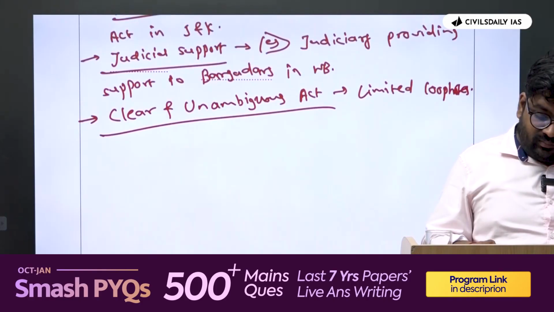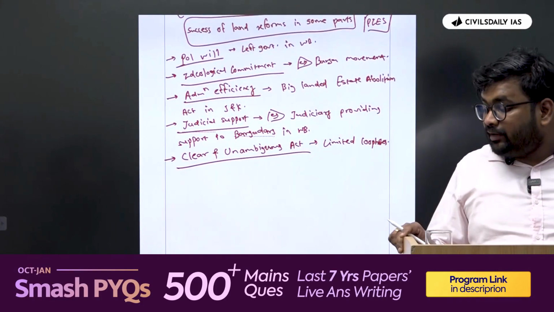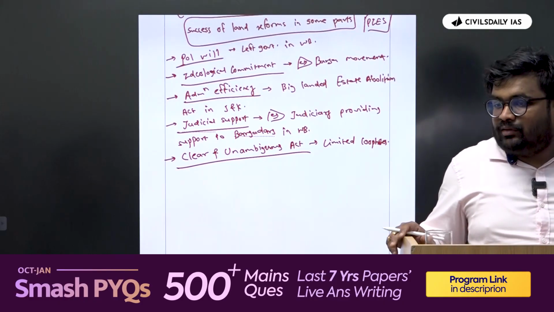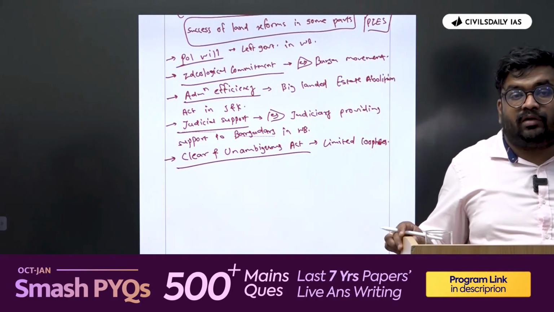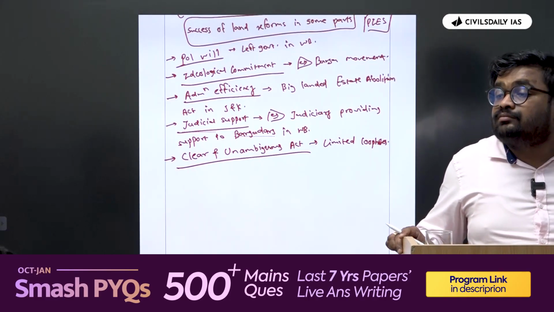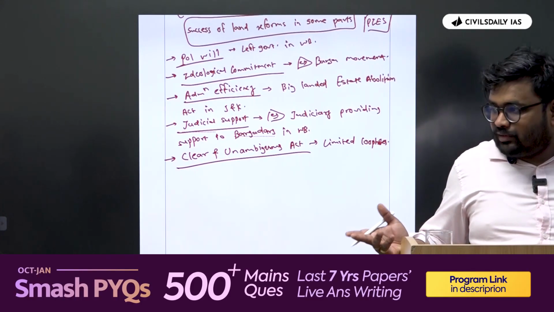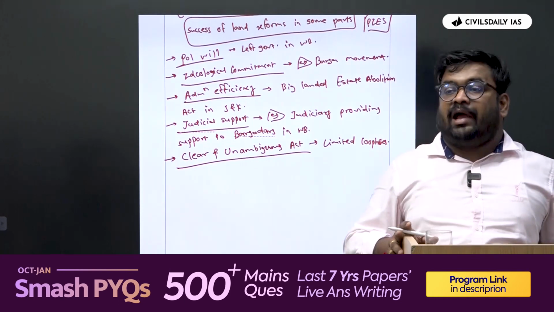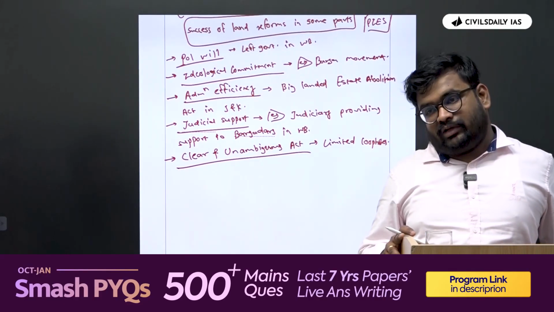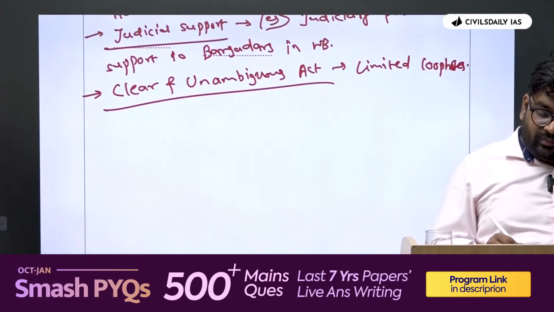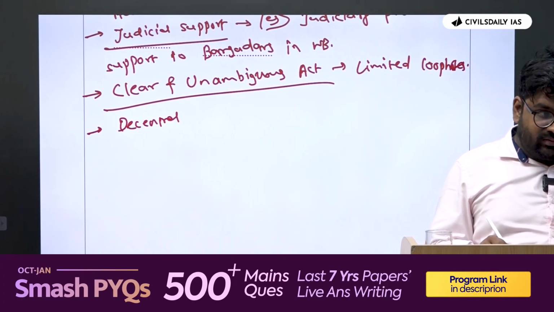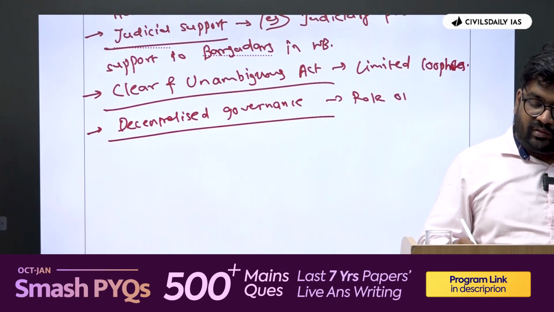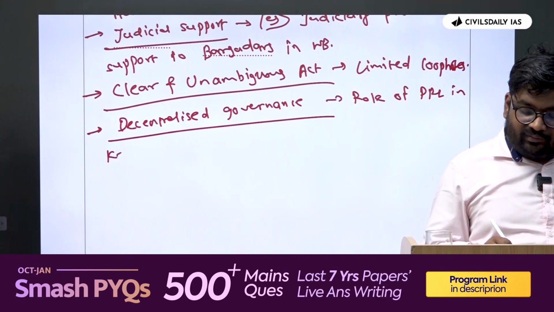What else? Which is the closest institution to the land? Panchayat. And which are the states where panchayats are most empowered? Right? Which is the one single state, if you have to name, where panchayats are most advanced or have most powers? Kerala. It's Kerala. Okay? So, decentralized governance, right? The role of PRI is in Kerala. What else?